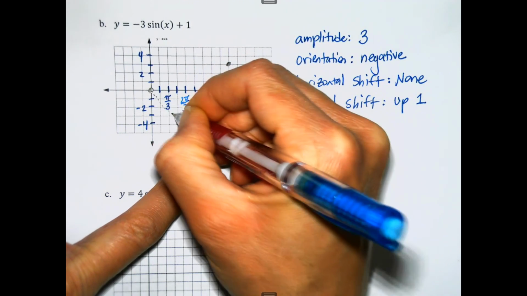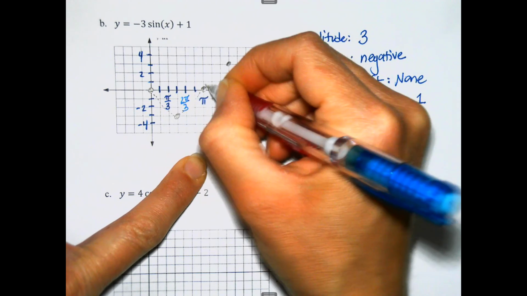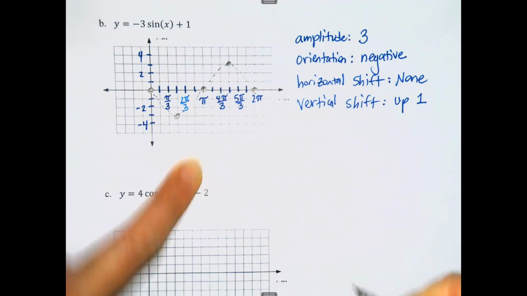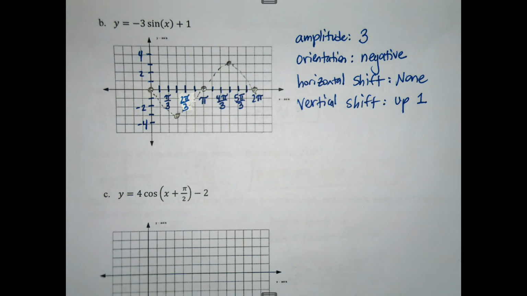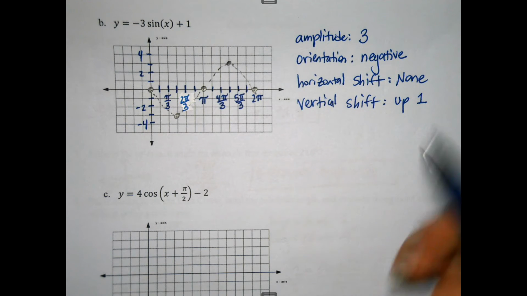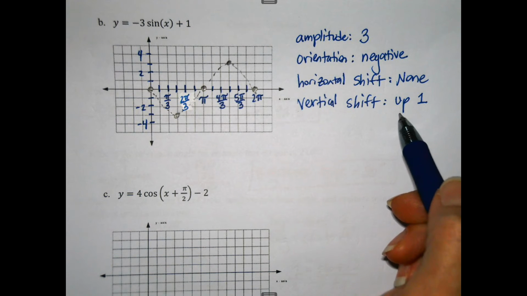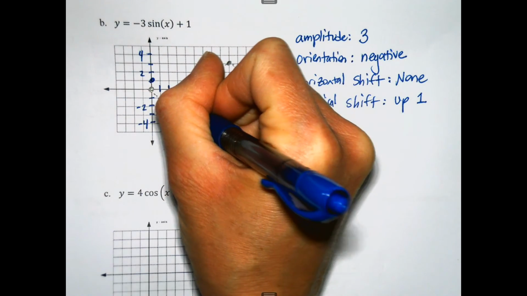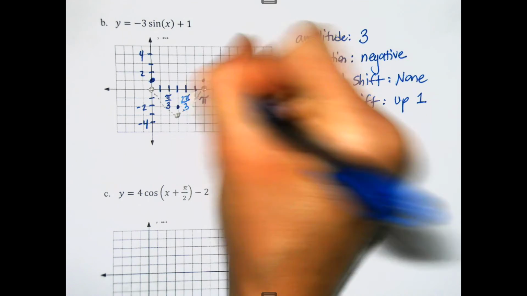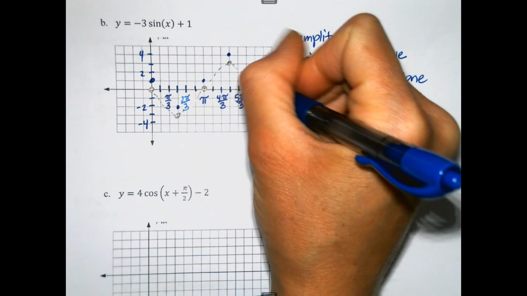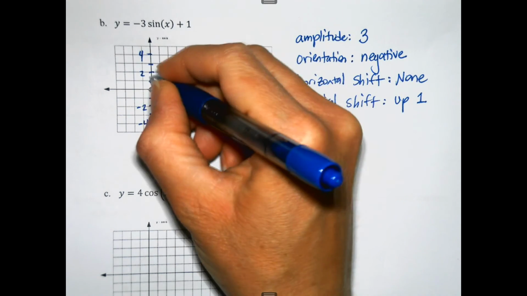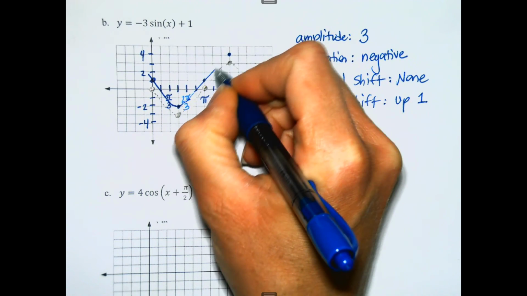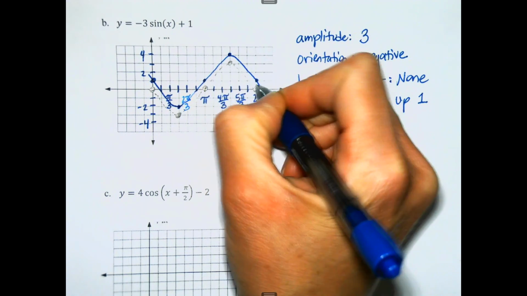So without any horizontal or vertical shifts, just changing the amplitude and the orientation, that is what our sine function would look like. Now, since our vertical shift is up 1 unit, we're going to move each point up 1 unit. And that will give us our final graph.